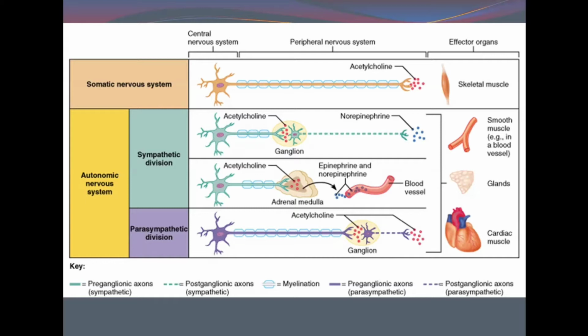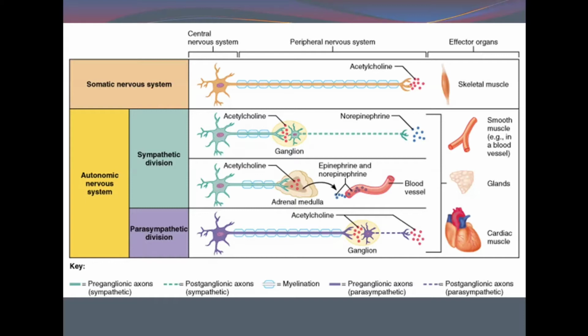The second pattern is that the cell body is located in the central nervous system, from where the preganglionic fiber runs in the peripheral nervous system and ends at adrenal medulla, where the acetylcholine is released, and from adrenal medulla, the norepinephrine and epinephrine is released on stimulation. The target tissue is blood vessel.